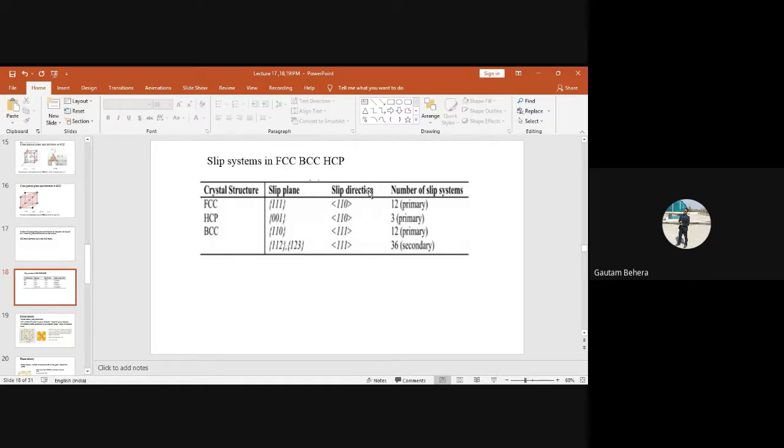So the more slip systems, the easier the slip mechanism is, right? And if the slip systems are fewer, then slip will be difficult. So that's why HCP metals are somewhat less ductile compared to FCC and BCC. And if you compare between FCC and BCC, then FCC is more ductile compared to BCC. Again, I am saying HCP metals are less ductile compared to BCC and FCC because of the smaller number of slip systems available, right? Active slip systems, you can say. But between BCC and FCC, FCC has more ductility, or BCC has less ductility compared to FCC. Okay.